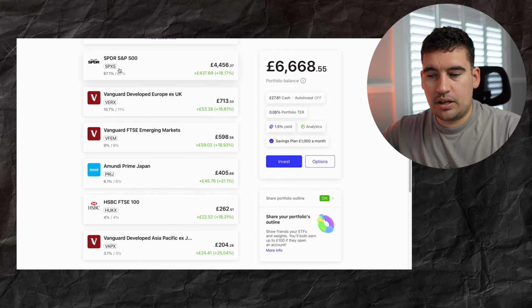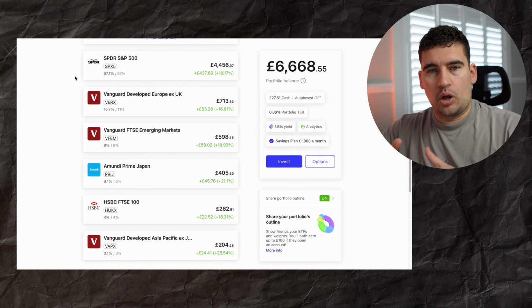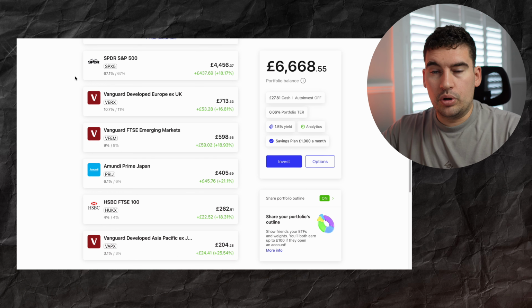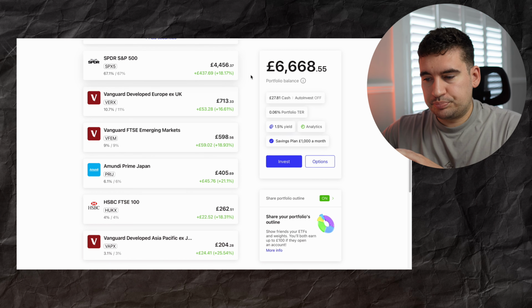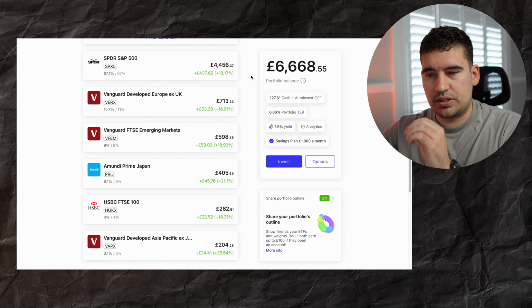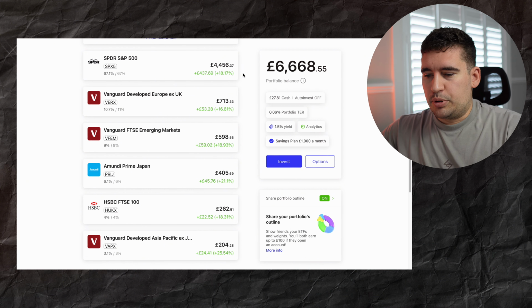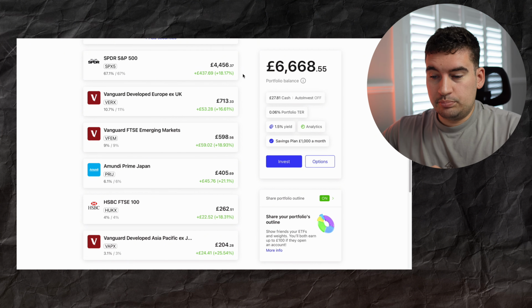So the SPDR S&P 500 ETF makes up around 67% of the fund, again closely mirroring that of the FTSE All World Index. You can see here on that particular one, 67.1% of our money is invested in that. And we're getting a return of around 18.17%, which is unbelievable returns really for what is ultimately around 4 months. Really happy with that.